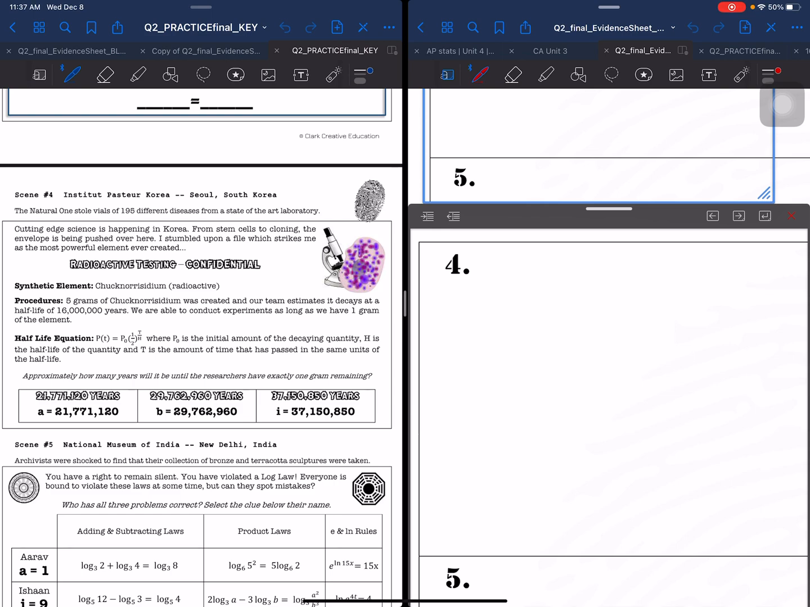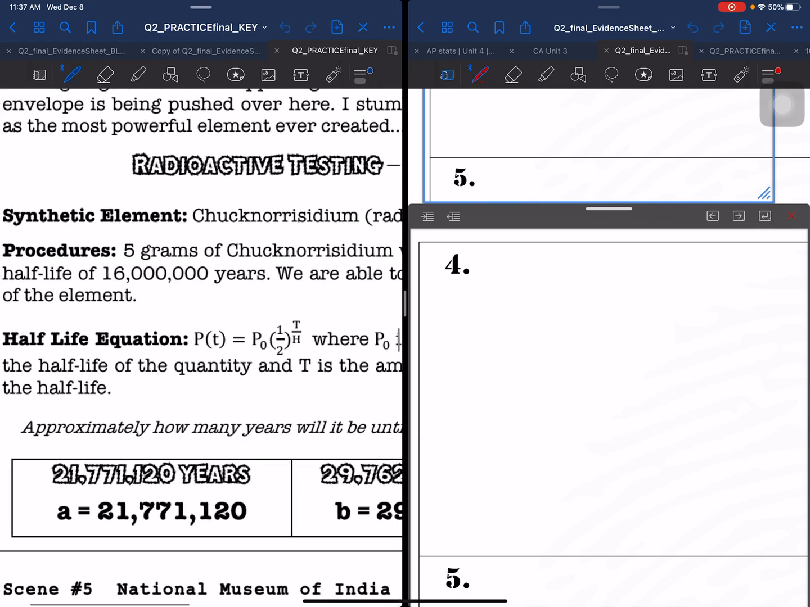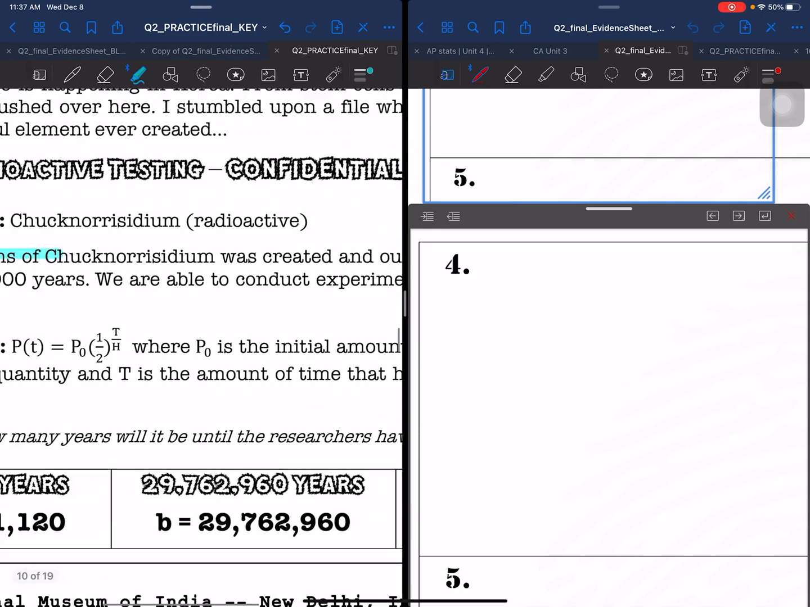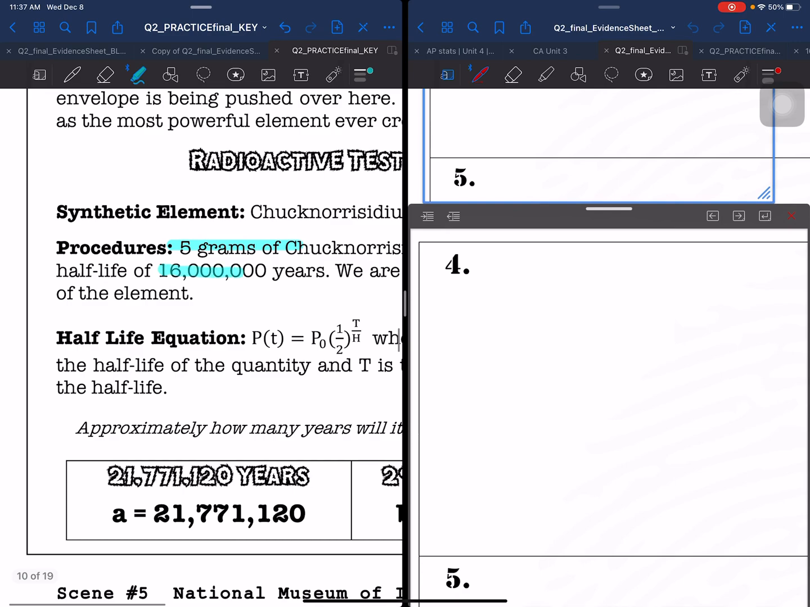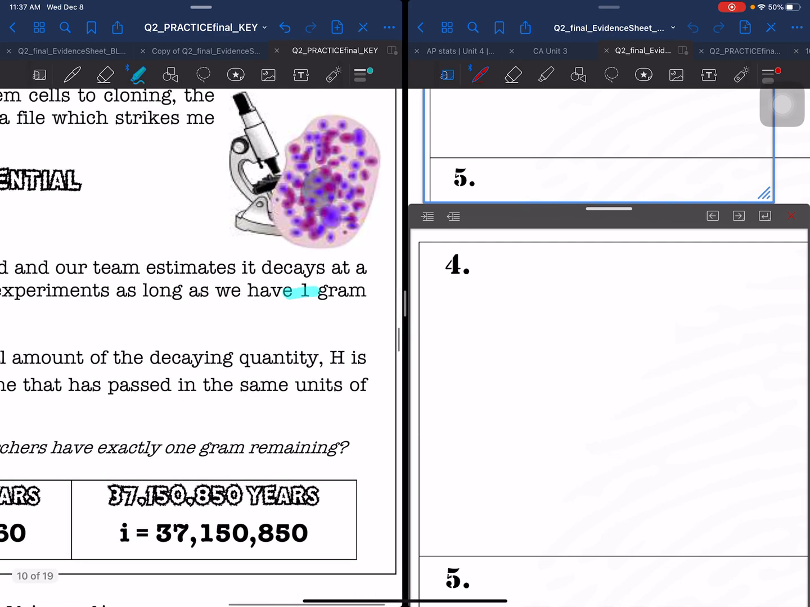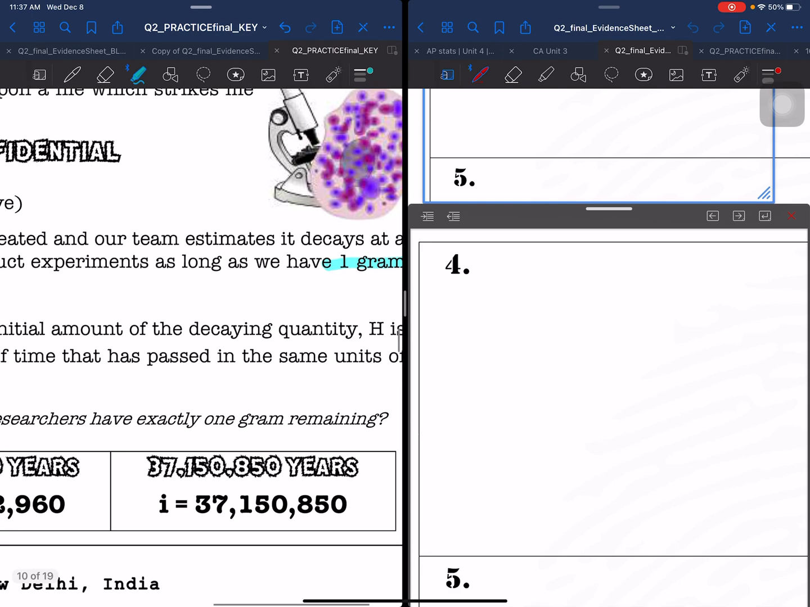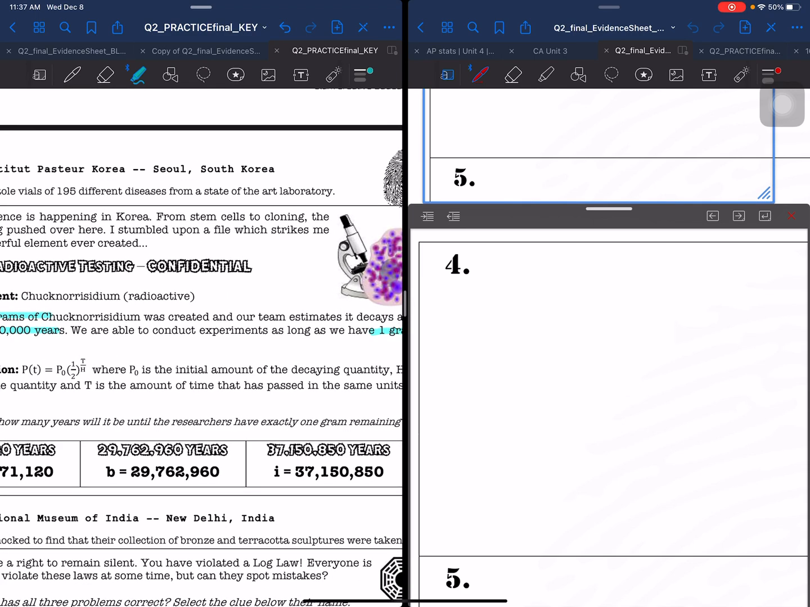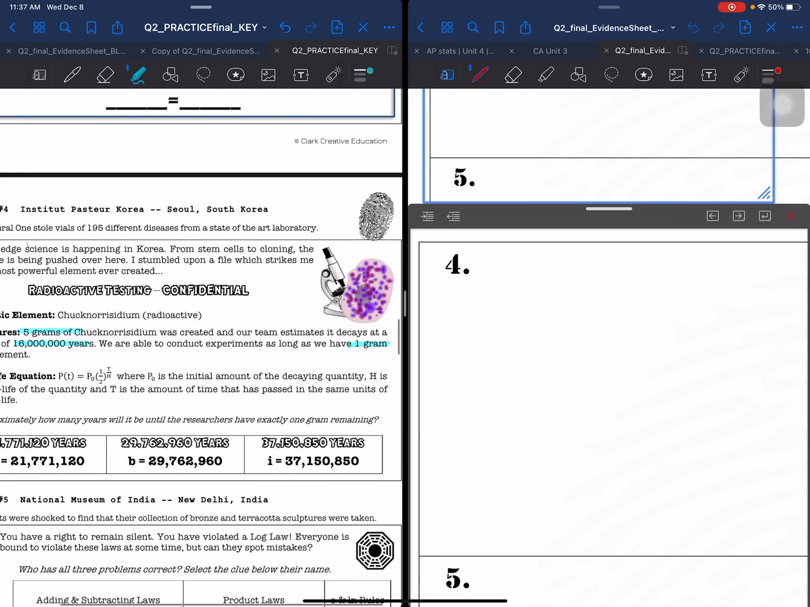So anyhow, the big important stuff that we want to take out of this is the following numbers. We want to find the initial amount. Somewhere you'll have an initial amount, so that's 5 grams. You want to find the decay rate, the half-life: 16 million years in this case. And we also want to know what the end amount is going to be, so that in this case is 1 gram. You just get that from the reading. In the real final, it should be pretty obvious. I tried to take out a lot of the extraneous words, so it'd be a little easier for you to find what you needed to find.